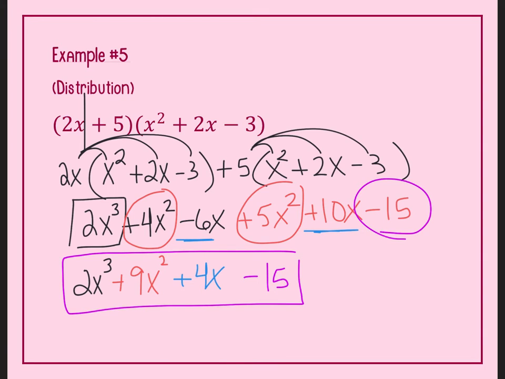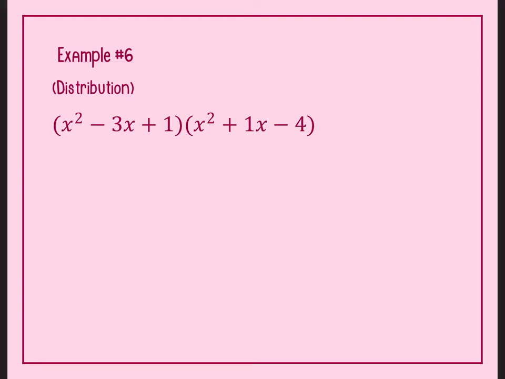I'm going to do one more question. Okay, now I have 3 terms times 3 terms. So it seems like a lot, but we're going to break it up here and here. Okay, so we're going to start with the x squared and we're going to multiply it by everything in the second parentheses. And yes, you should always have this step written down.